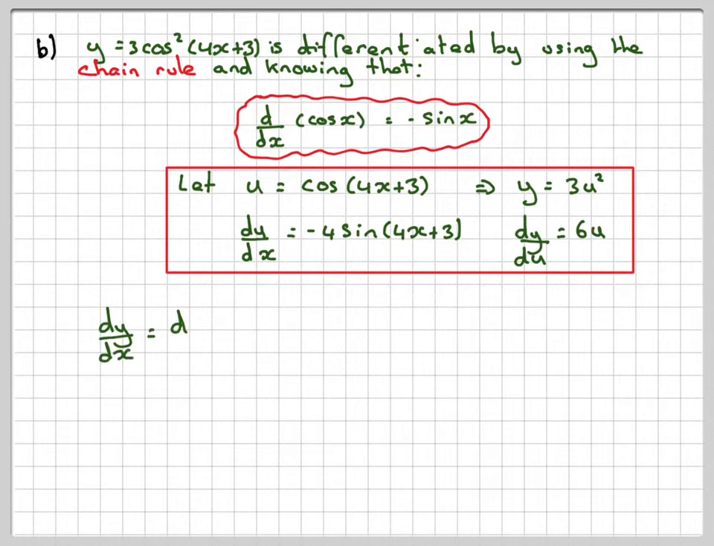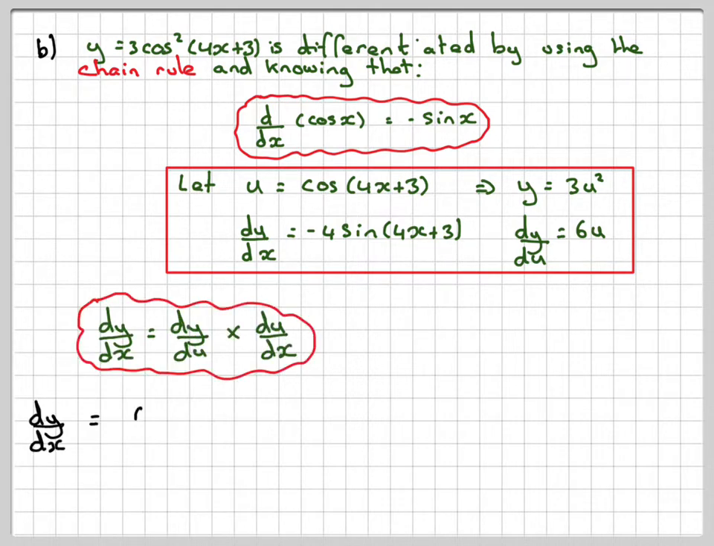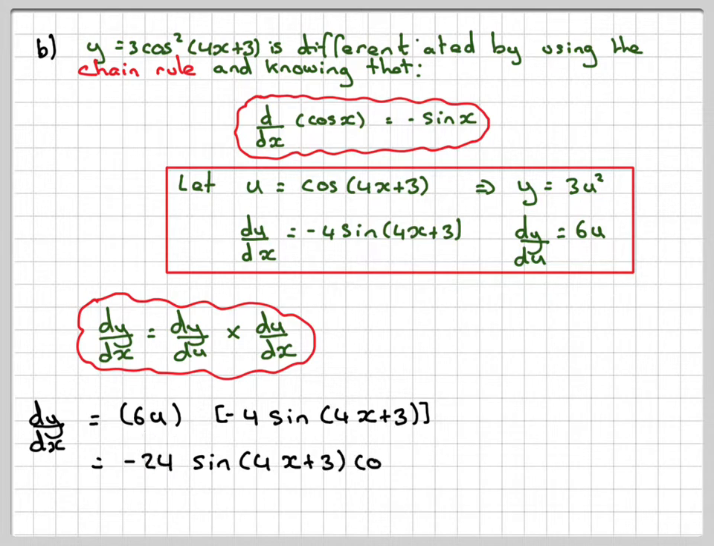So using the chain rule again, dy by dx is 6u times minus 4 times sine(4x plus 3). So that will be minus 24, minus 4 times 6, sine(4x plus 3), and then replacing the u with cos(4x plus 3). Now you could actually simplify that further using a trig identity, but we'll leave it like that for the moment.